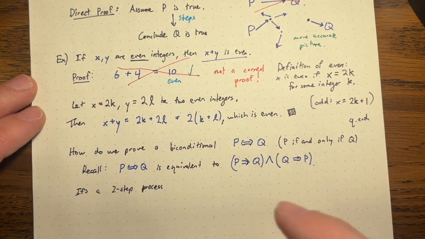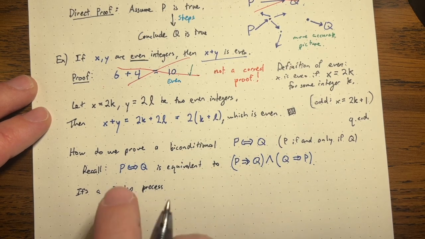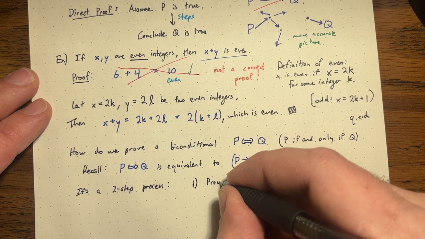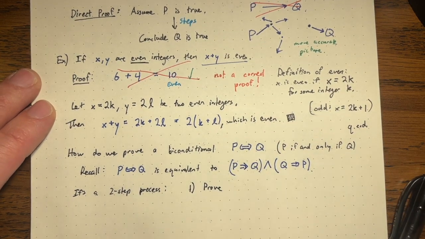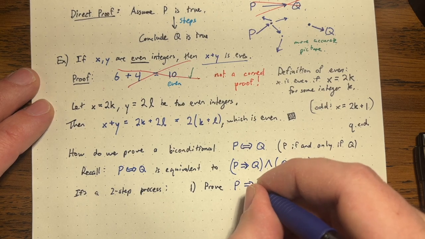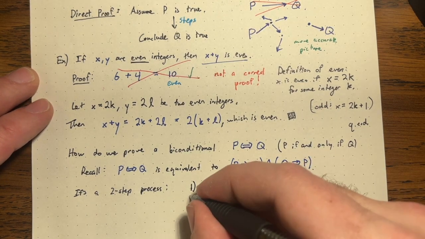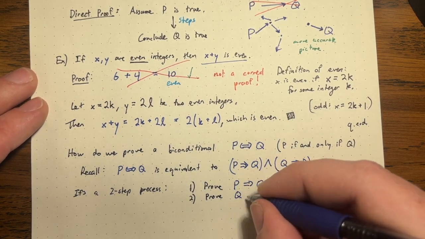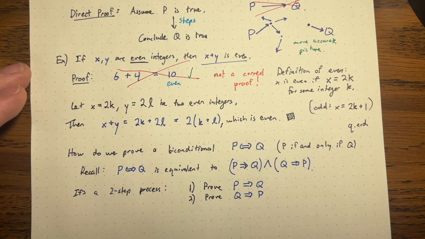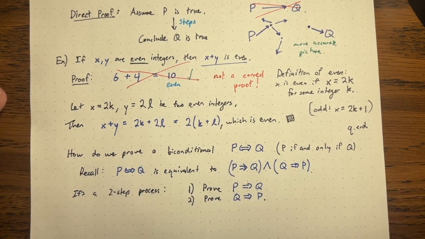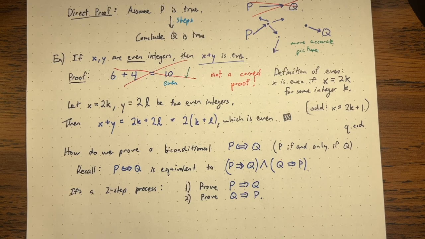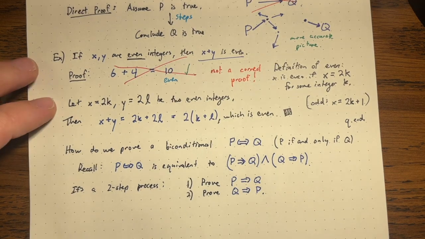Whenever you're trying to prove two things are equivalent, or you have an if and only if, this is the process. You first prove P implies Q. It doesn't matter which order you do it in, but you prove P implies Q, and then you prove Q implies P. And then we're done. We need both of those to be true. So if one of these is false, the biconditional is false. We need both of them to be true.